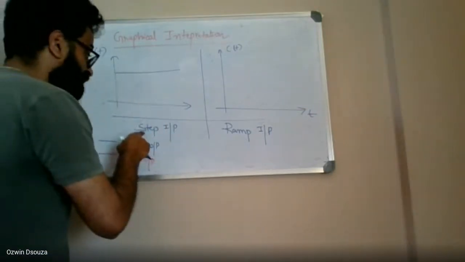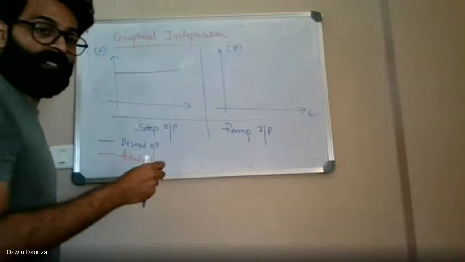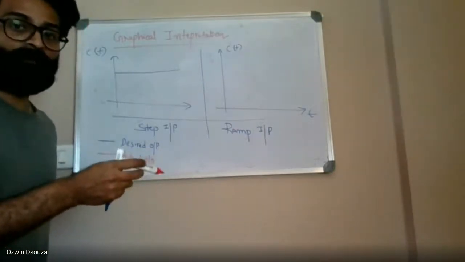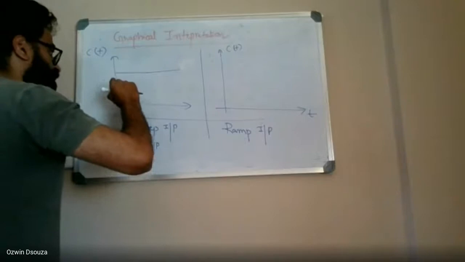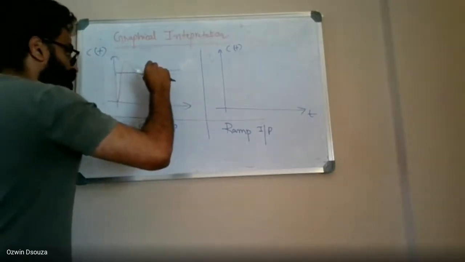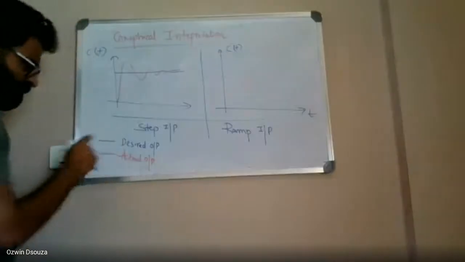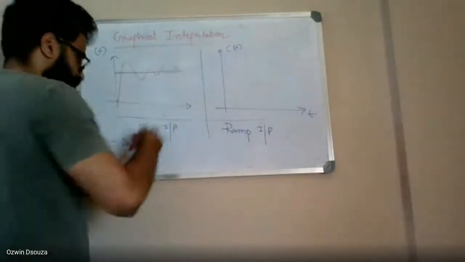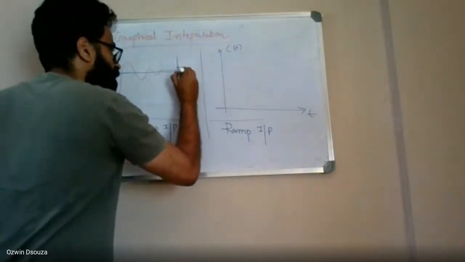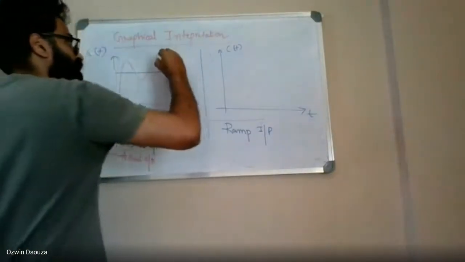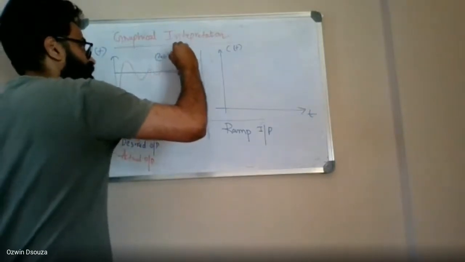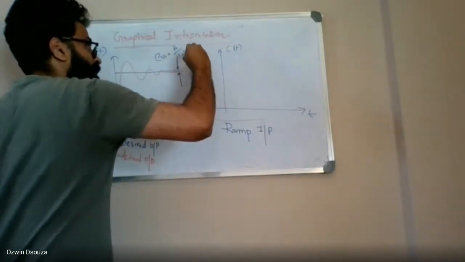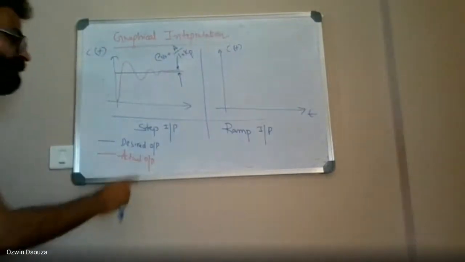In case of step input, you had obtained a finite error, which is A divided by 1 plus K. So the output, say suppose, reaches the desired output in an underdamped manner. And this is your steady state error. So the steady state error E_ss is equal to A divided by 1 plus K. This is for a step input.